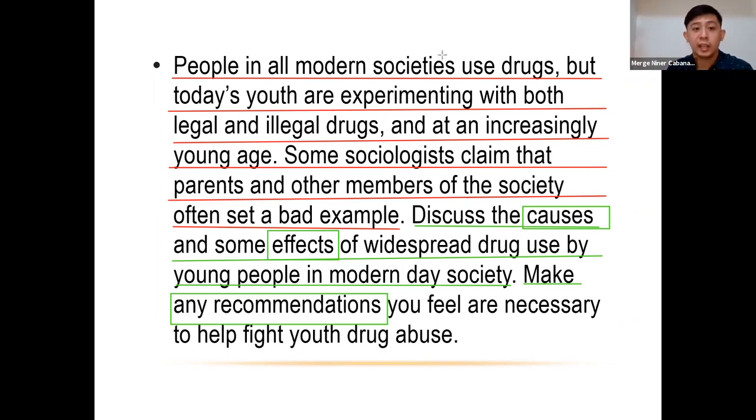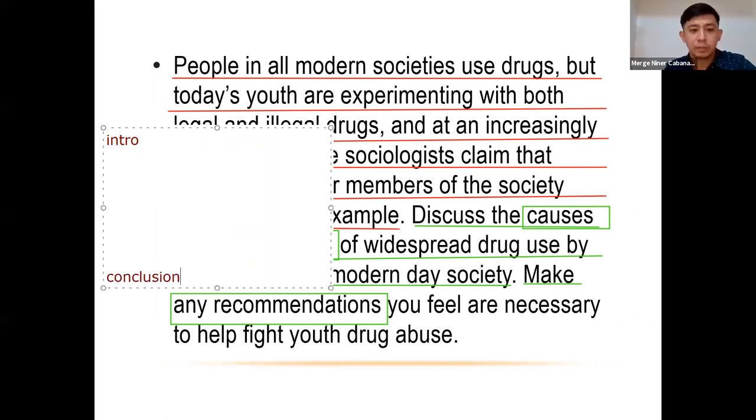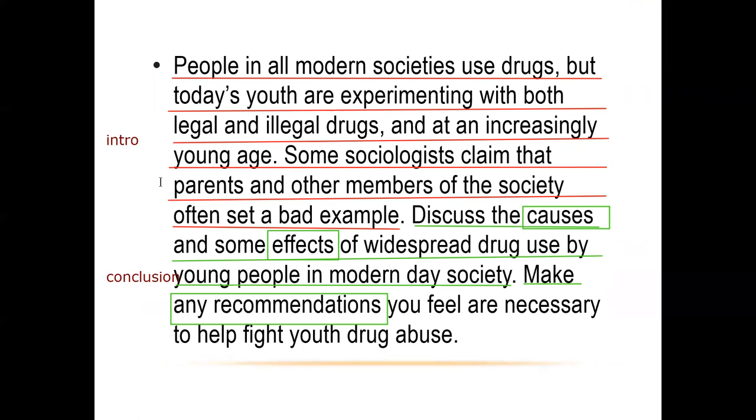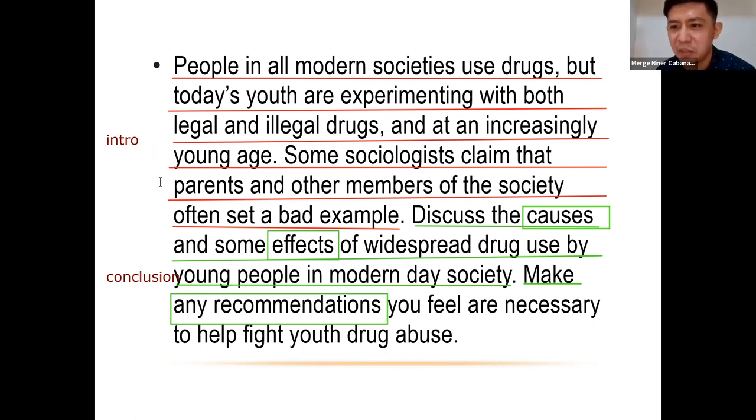Now, here's the thing. I will have an introduction, basically. Now, I will have a conclusion. But the question I have for you, Christine Magadia, is how many paragraphs do I have to write in the body of my essay? How many paragraphs in the body? Three, sir. Three? Why did you come up with that idea that I have to write three paragraphs?